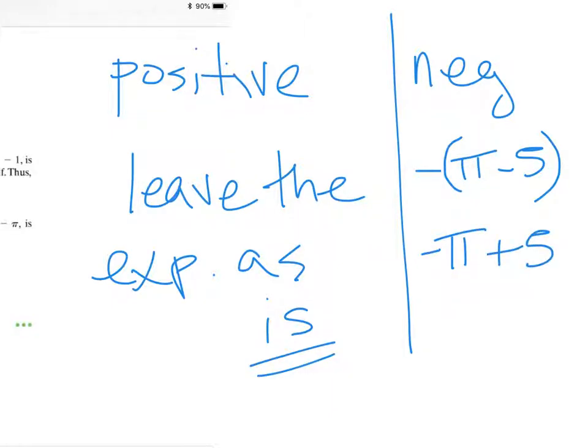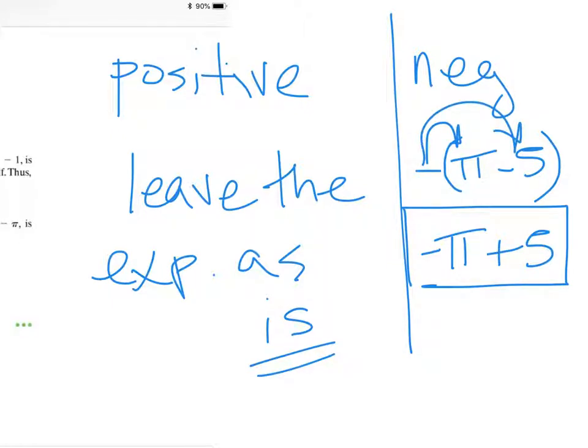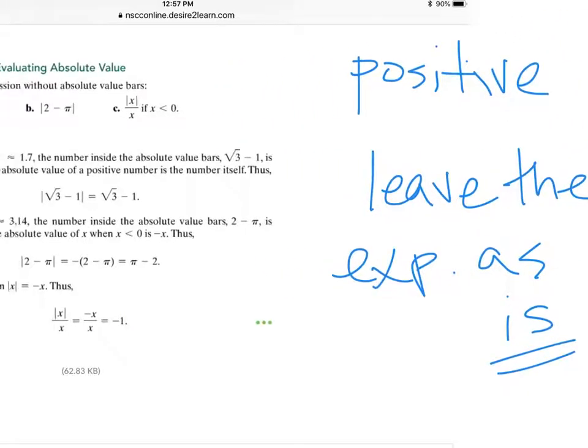But that's only if the value inside the absolute value is negative. So if it's negative, take away the absolute value bars, substitute in the parentheses and put a negative in front of it, and then re-evaluate the expression with that negative number in front of the parentheses. And that negative is going to be applied to everything within the parentheses. So the pi becomes negative and the negative 5 becomes positive.